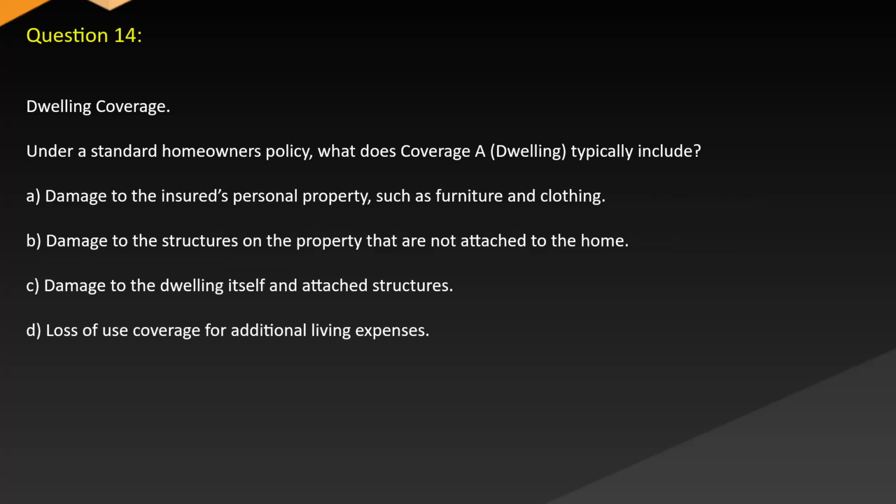Question 14. Dwelling coverage. Under a standard homeowner's policy, what does coverage A dwelling typically include? A. Damage to the insured's personal property, such as furniture and clothing. B. Damage to the structures on the property that are not attached to the home. C. Damage to the dwelling itself and attached structures. D. Loss of use coverage for additional living expenses.